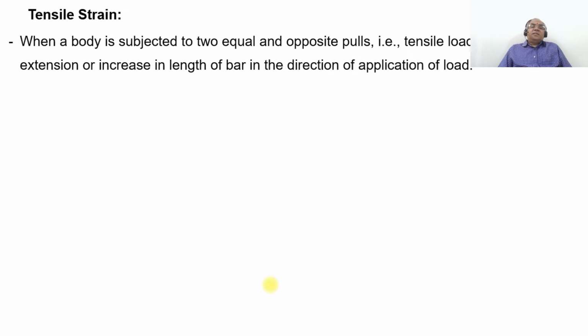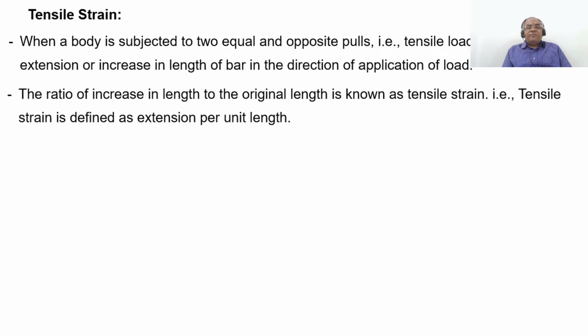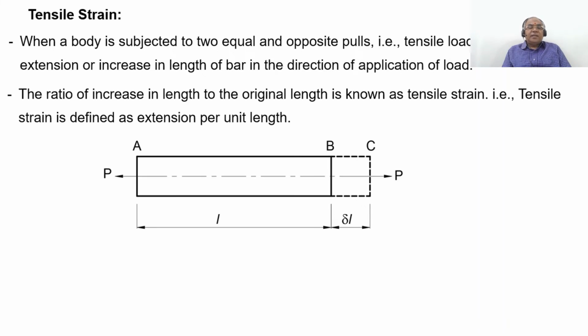When a body is subjected to two equal and opposite pulls, that is a tensile load or force, the internal material will try to pull out, thereby extension will take place. It causes the extension or increase in length of the bar in the direction of the applied load. The ratio of the increase in length to the original length is known as the tensile strain. That is, tensile strain is defined as the extension per unit length.